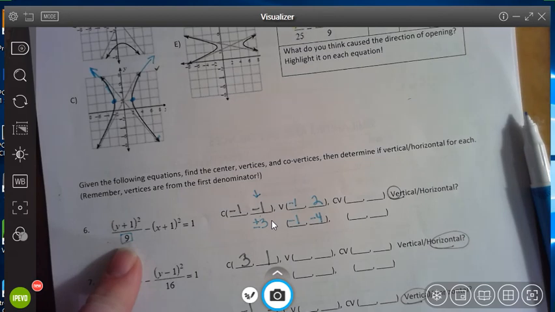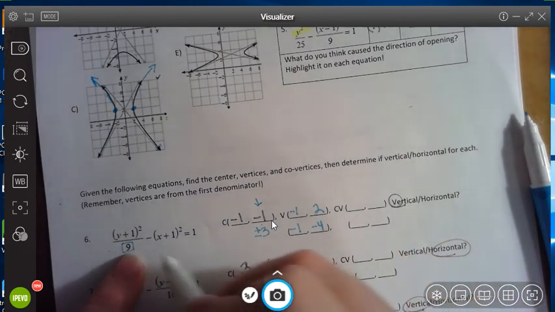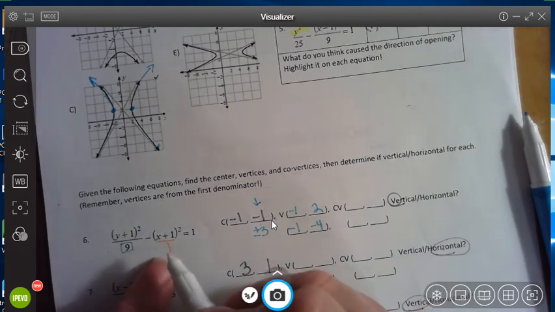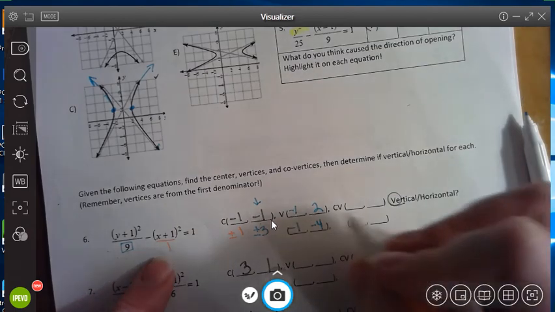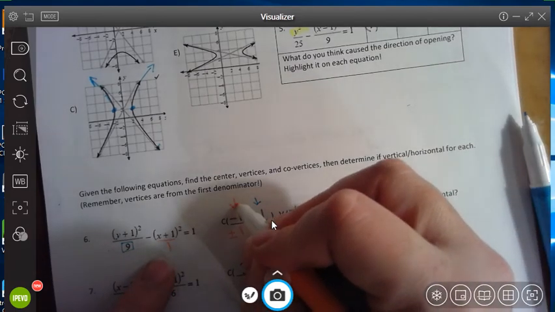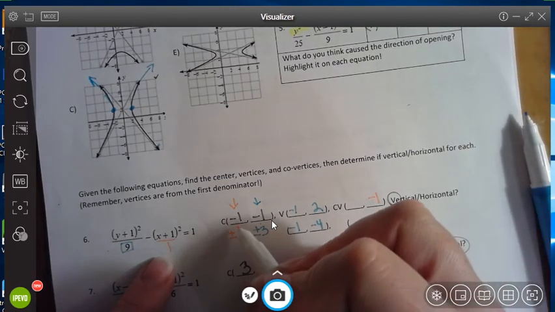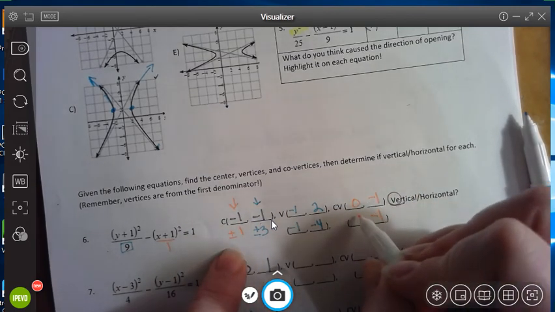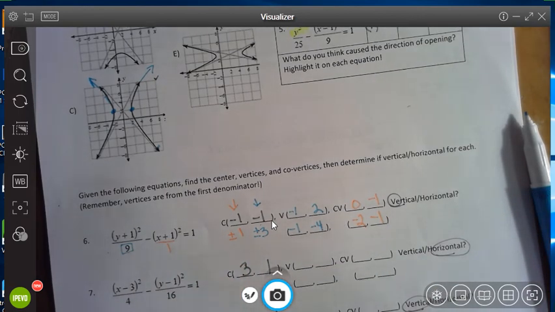All right, and then I'm going to show you what to do to find the covertices. The covertices, this is understood to be over 1. So the square root of 1 is 1, so this is going to mean plus or minus 1. So what doesn't change is the Y value, which is -1, -1. And over here, -1 plus 1 is 0. -1 minus 1 is -2. And that's how you figure that out. So go ahead and do the other one.